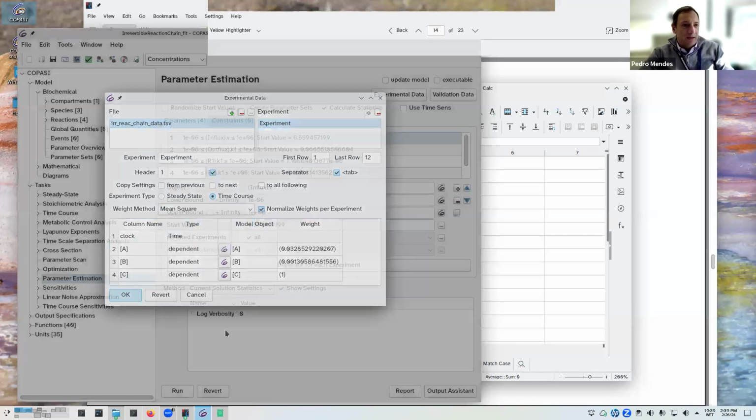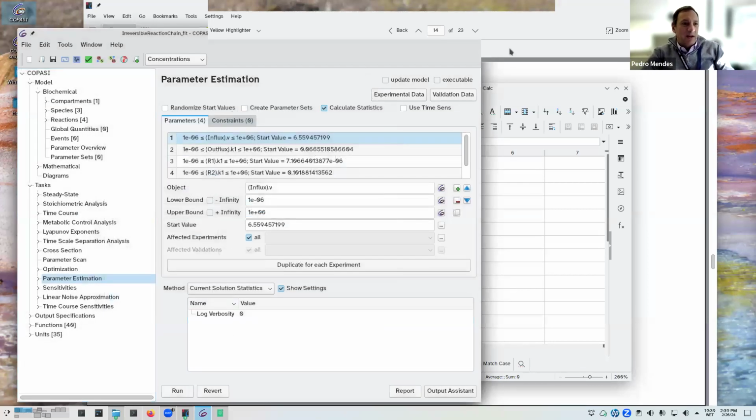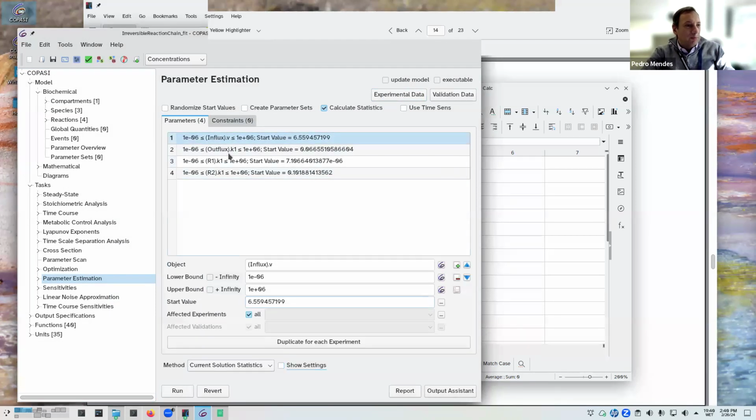I'm going to press OK. We have defined one of the 3 important things for parameter estimation. The next one is the parameter values. So to fit the model, we must select some parameter values that we can change. If we cannot change anything in the model, then we're not going to fit anything either.